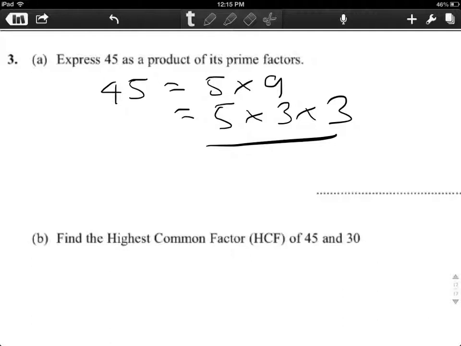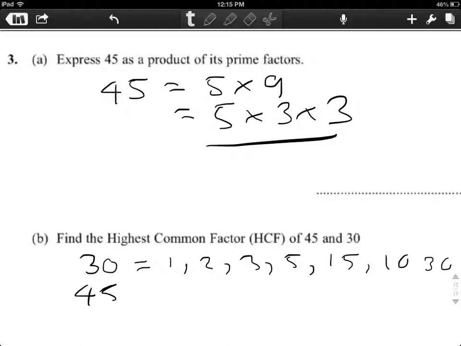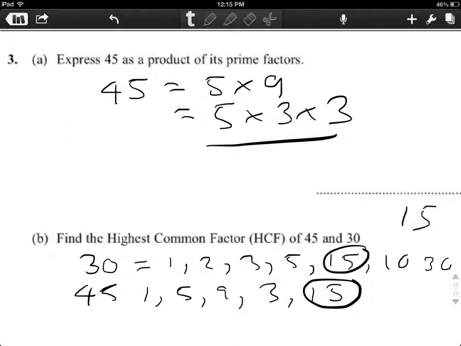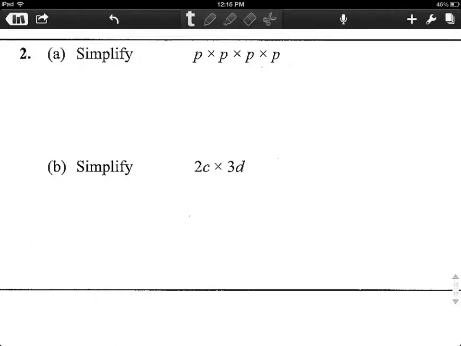Biggest number that goes into 45 and 30, well, 30 has factors 1, 2, 3, 5, 15, 10, and 30. 45 has factors 1, 5, 9, oh, I've missed 3 and 15. So 15 is your answer. 15 is the highest common factor.